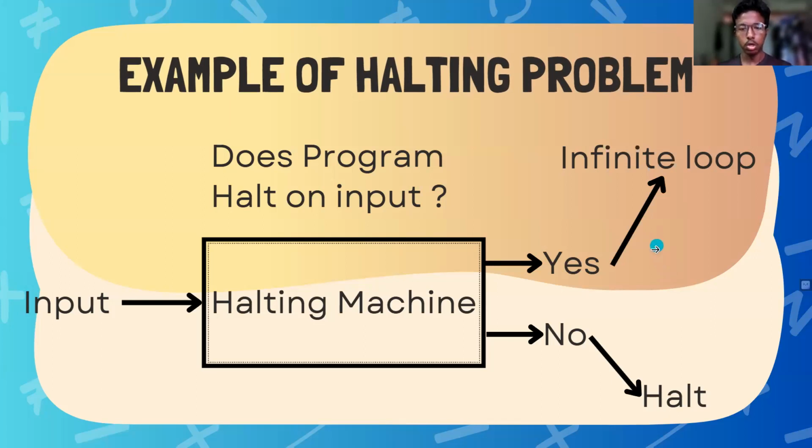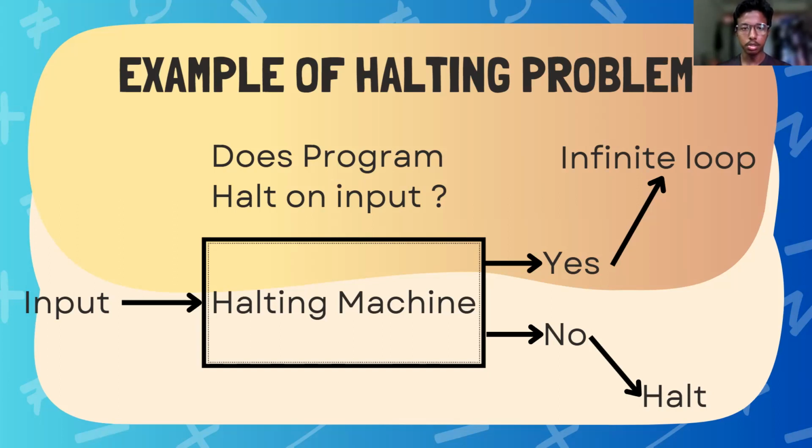So imagine you have a halting machine, and it has a program in it. When you input something, does the program halt on the input that you put? If the program halts, it means yes, so it will infinite loop. It will loop infinitely until tomorrow or never stop. But if it does not halt, it will halt. So it eventually will also be yes, and we will infinitely loop for the machine. So this is called the halting problem.